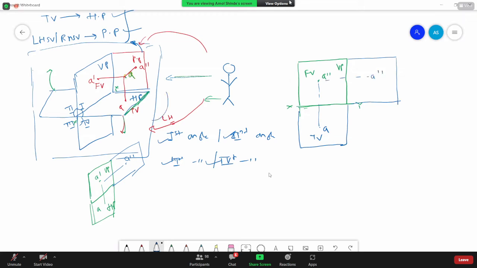Now, as we are looking from the left, this particular view is called LHSV. So if LHSV is here, we'll get the RHSV here. If I project it here, I'll get A double dash, and this is called RHSV. So I'll get the front view on VP, the top view on the HP, the LHSV on the right profile plane, and this RHSV on the left profile plane.